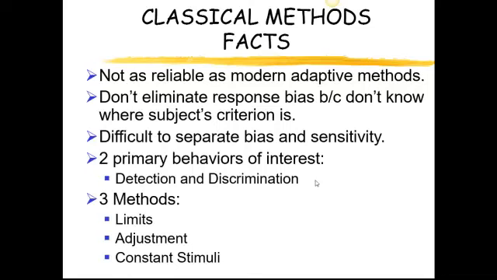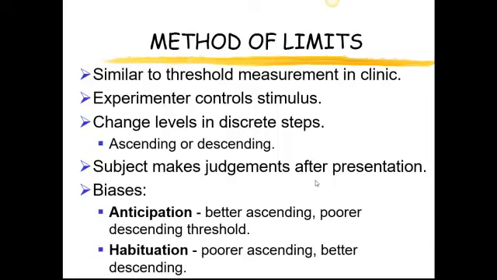So there's two behaviors that are of interest when we're talking about classical methods. There's detection and discrimination. So some of the methods you can use detection. Is the sound there or is it not? Or discrimination. Is this one louder than the other? Is this one higher in pitch than the other? Something like that. So the three methods, like I said, that we're going to discuss are the method of limits, the method of adjustment, and the method of constant stimuli. So the first one is the method of limits.